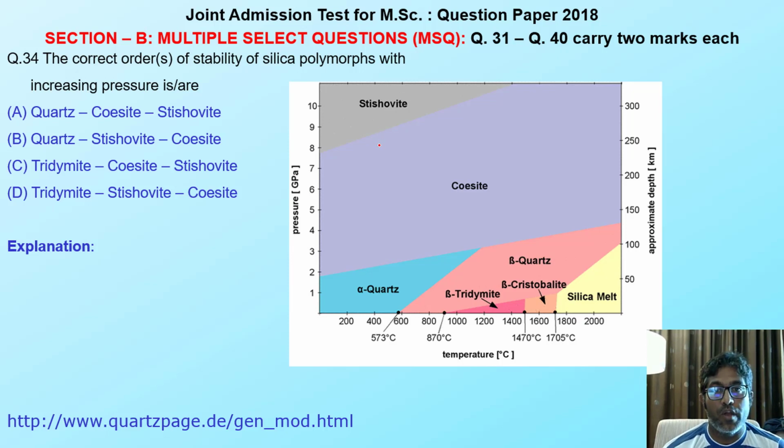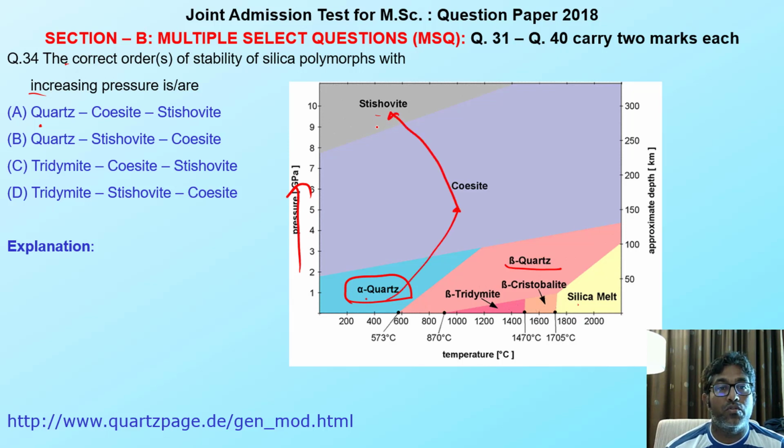Moving to the next question, this is a very simple question. Let's go one by one. This is a very classical diagram of silica polymorphs. You have alpha quartz, beta tridymite, and beta cristobalite, then silica melt, then beta quartz, coesite, and stishovite. Now see the options and what they are asking: the correct sequence of stability of the silica polymorphs with increasing pressure. I have to go in the direction of increasing pressure. So if quartz goes to coesite, it will go to stishovite. This is increasing pressure, so this is my option.